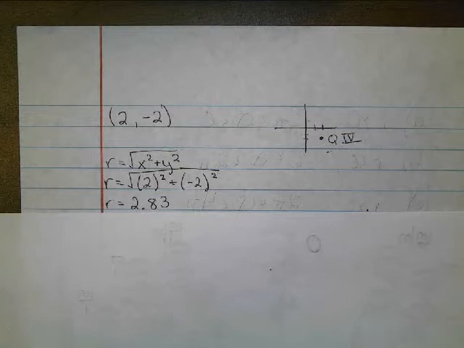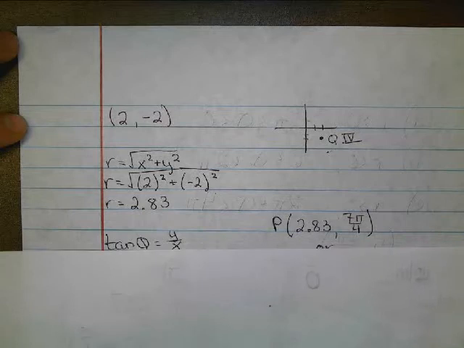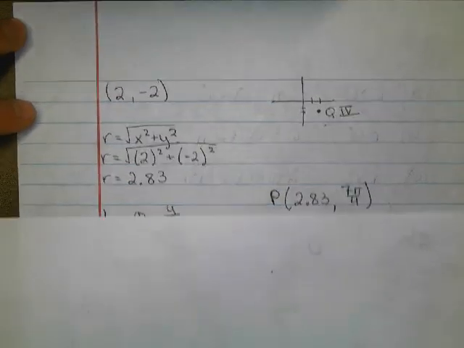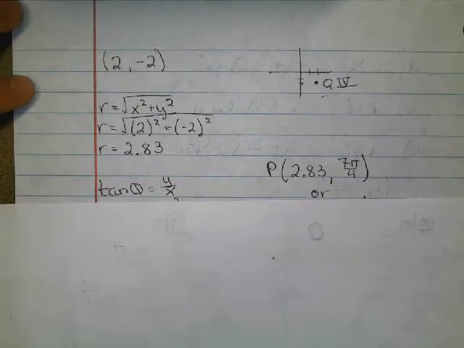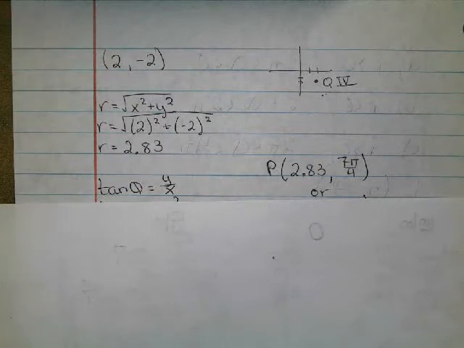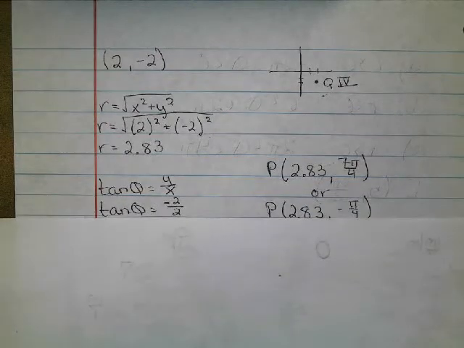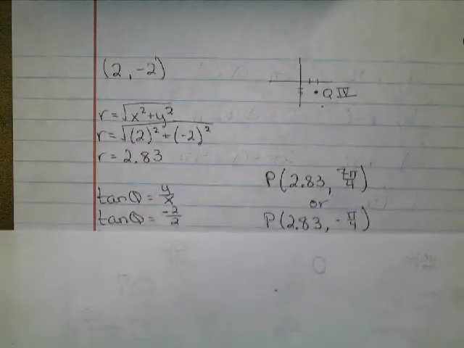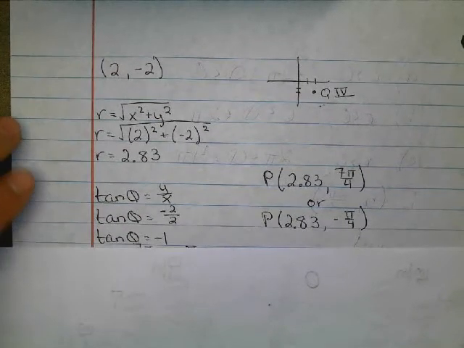Now I have to find the angle, because the polar coordinate always has a radius and an angle. So to get my angle, I use tangent of theta equals y over x. Now the reason it equals y over x is because y is sine and x is cosine, and we know tangent is equal to sine over cosine. So now I plug in my y over x, so I get -2 over 2, and that gives me -1.